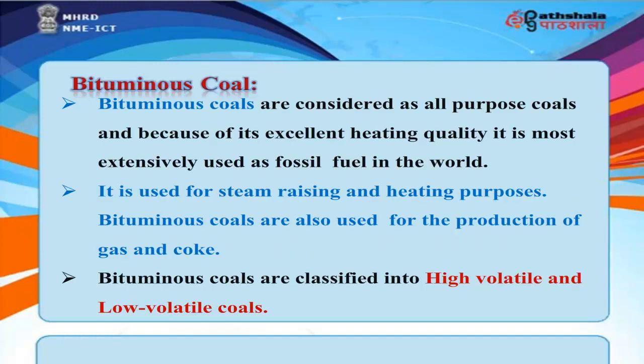Bituminous coals are considered as all-purpose coals, and because of its excellent heating quality, it is most extensively used as fossil fuel in the world. It is used for steam raising and heating purposes. Bituminous coals are also used for the production of gas and coke. Bituminous coals are classified into high volatile and low volatile coals.